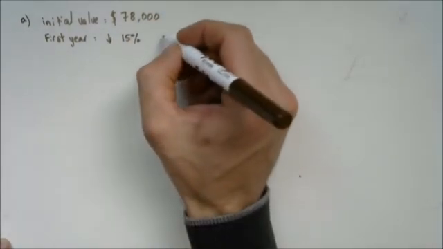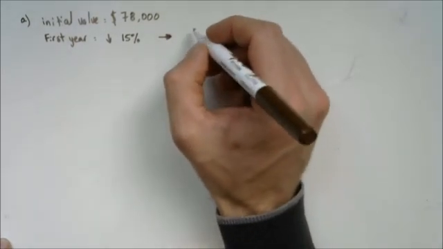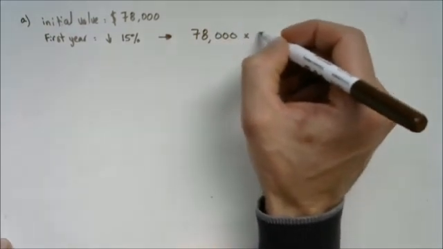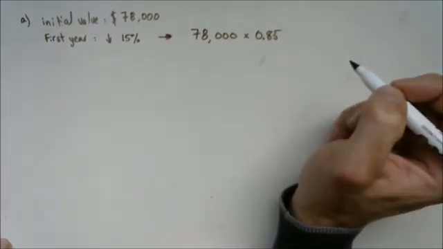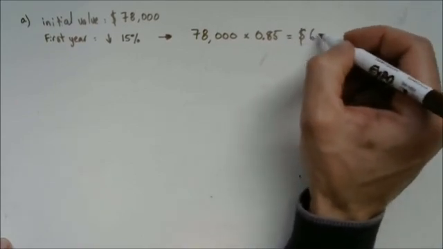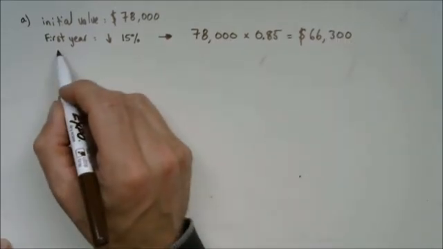So what's that going to do? That's going to give us 0.85. What's going to be remaining is 85% of the car's value. Okay? Which in our calculator gets us 66,300. So that's after the first year. Okay?